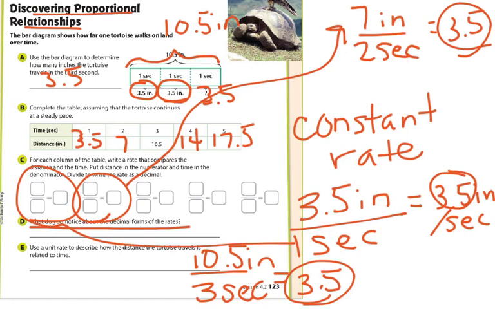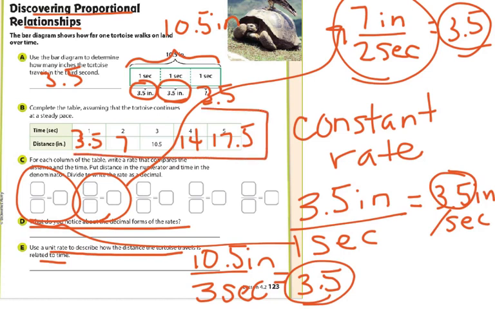So a unit rate, use the unit rate to describe how the distance the tortoise travels is related to the time. Well, he travels 3.5 inches for every second, so that's our unit rate. And it's constant. It's going to stay the same no matter what. It's proportional. We call this proportional. When you have equivalent decimals, equivalent fractions, all the way through, wherever you check on a table or wherever you check on any sort of fraction that they give you, if it's proportional, then they will be the same throughout. Okay?